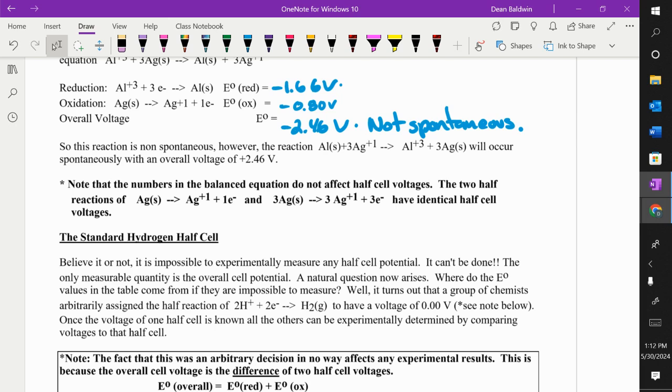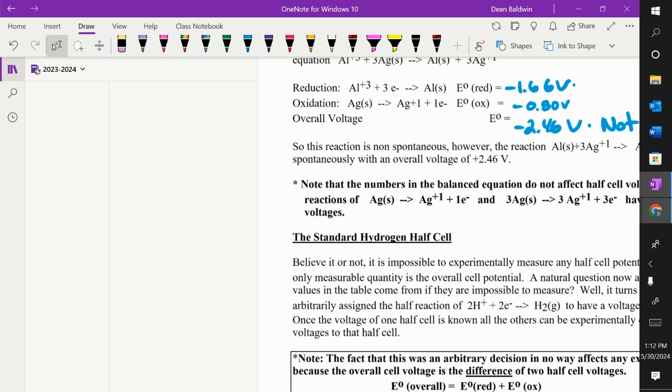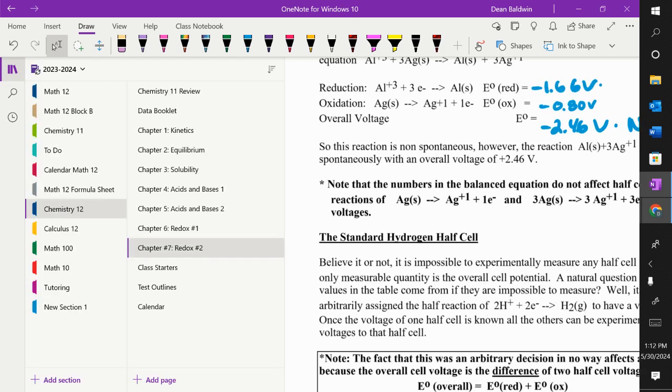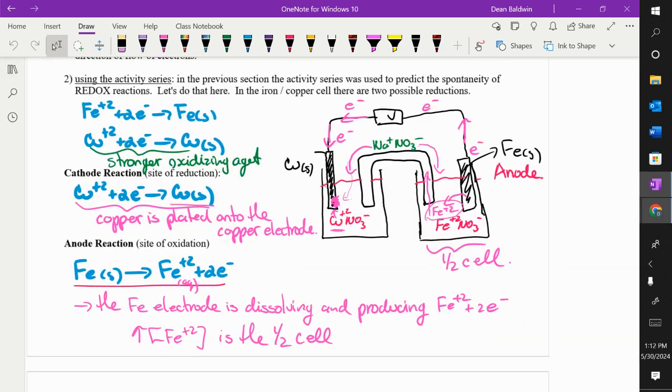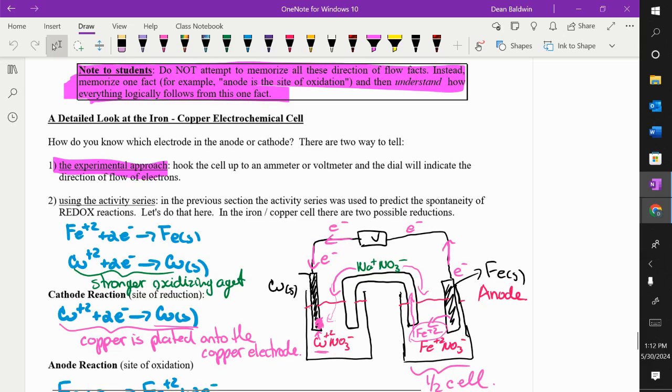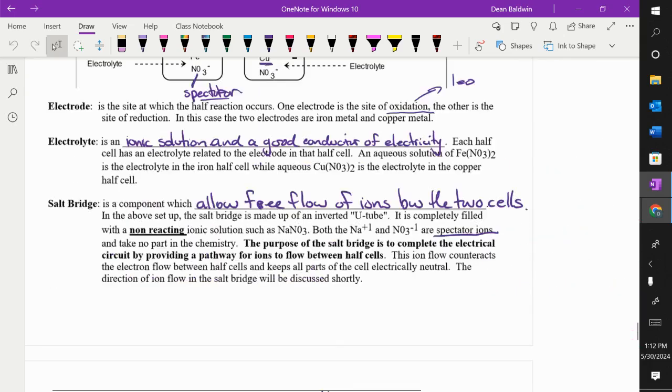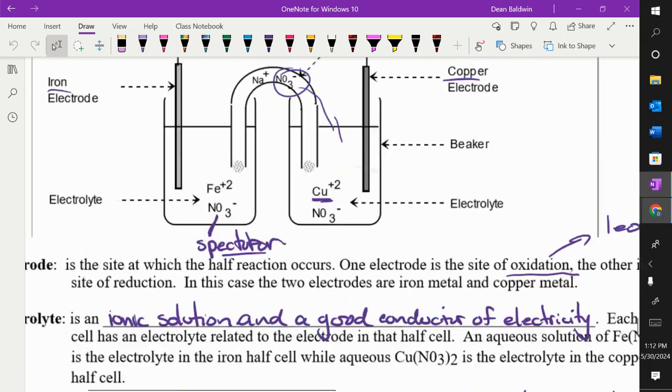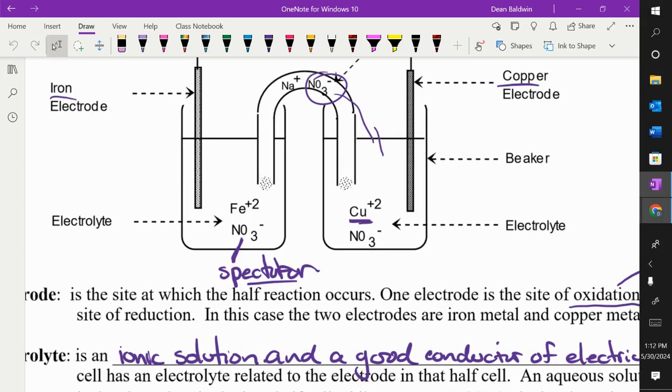But then you get into altering the concentrations. If you noticed all the cells that I've shown you, these electrolytes are at the same concentration, which is usually 1 molar. Okay, but you can alter the concentrations of these, and then that will change how the cell is working. But we do not do that in this class.